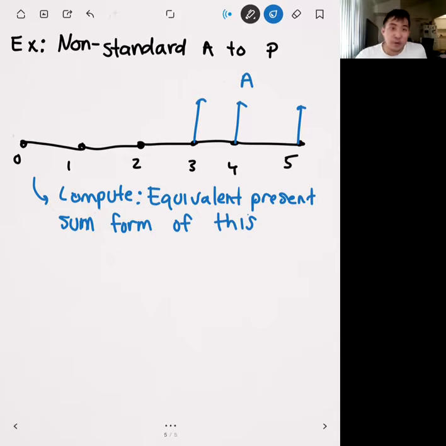And so first, the first thing we have to ask ourselves is, is this a non-standard problem, right? We can see clearly right here we have a uniform series because we have a recurring benefit that's the same amount every single year. But it's not in our standard form, because remember, our standard form for our uniform series is that it starts on year 1. So obviously this one does not start in year 1, and so this is going to be non-standard. Okay, so let's do this in 2 steps.